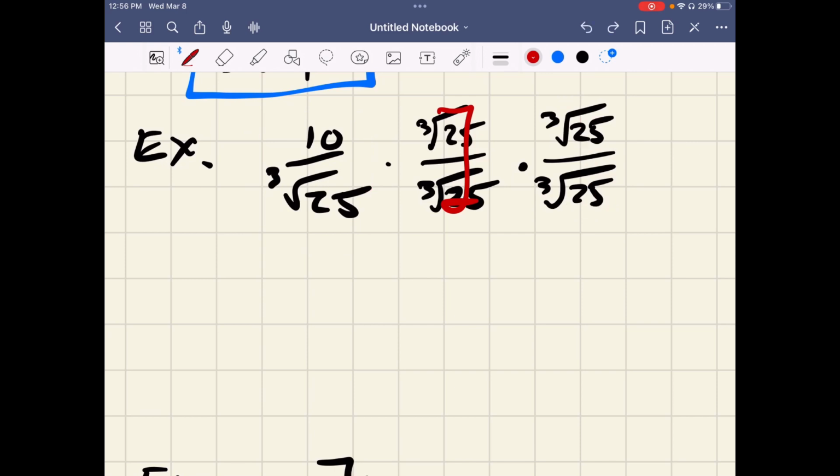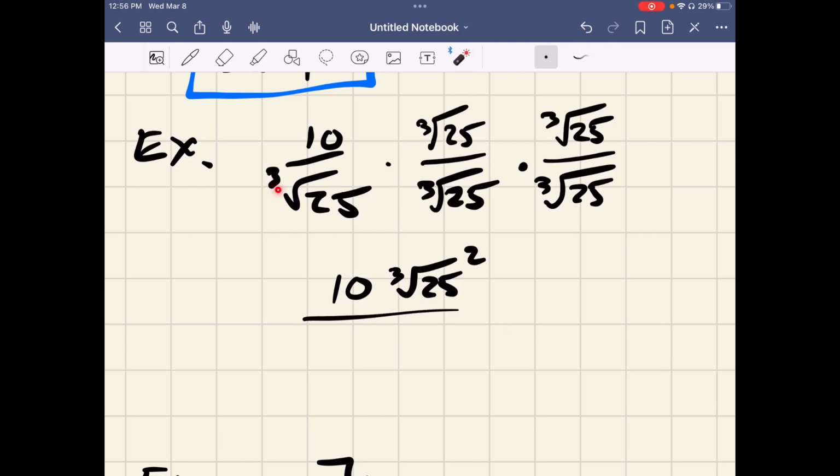It just changes the way it looks. All right, so now let's go ahead and multiply everything through and see what happens. So on the top, I have 10 times the cube root of 25, but I have that squared, right, over. Now on the bottom, I have the cube root of 25 times the cube root of 25 times the cube root of 25 is just going to give me 25 on the bottom.